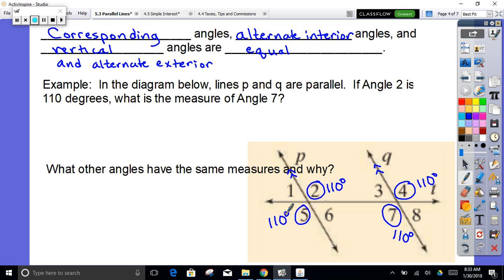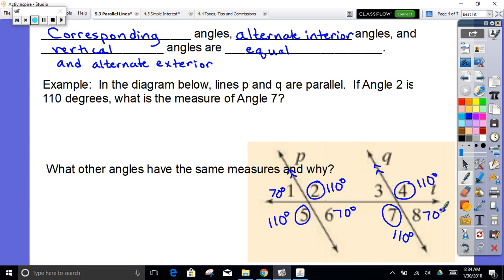Can we find the measures of all of the remaining angles? Yes. How can we do that? Irene? Subtract from? They would all be 70. Good. These angles all form adjacent pairs that are supplementary, so we just need to subtract from 180. So this would be 70. So would 6, because it forms a supplementary pair with 5, also because it's vertical.